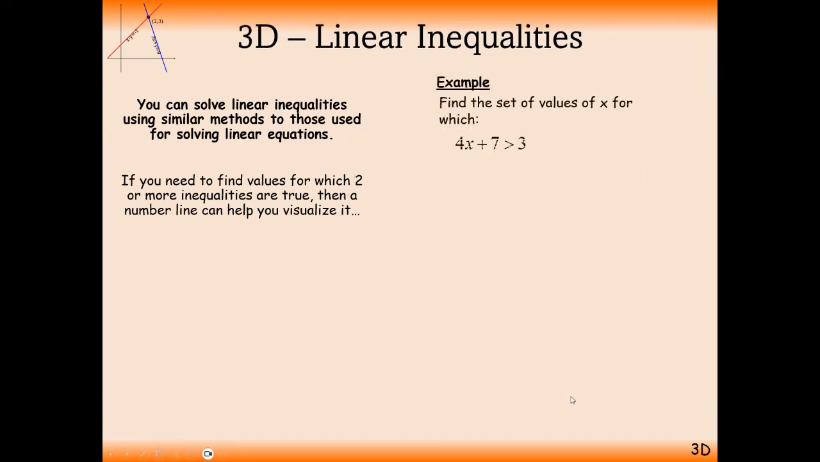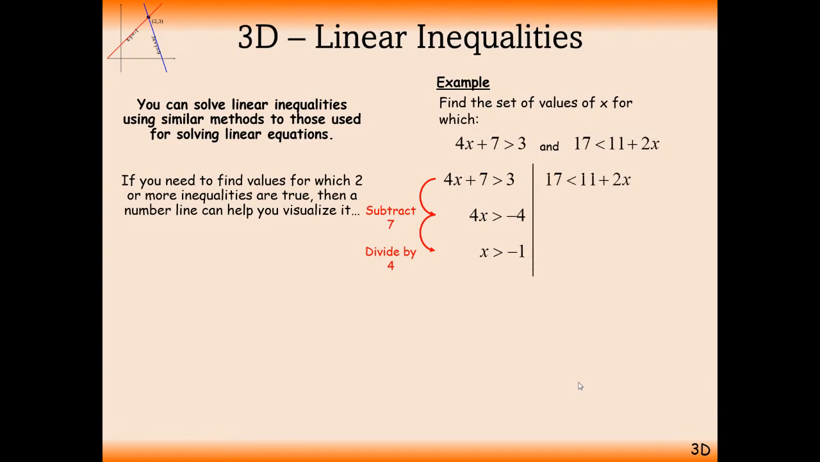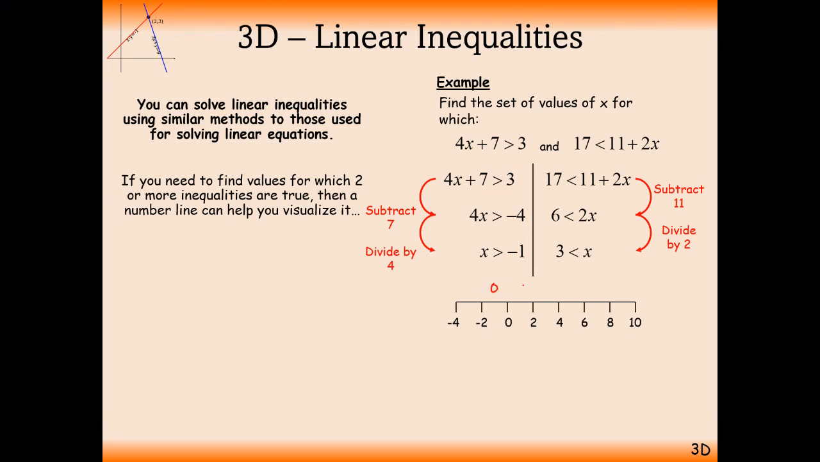Alright, so in this question we've been told another two inequalities, both linear, so you solve them like you would solve a linear equation. Then finally you would look at the number line. You say x is bigger than minus 1 to the right. The arrow needs to point to the right.